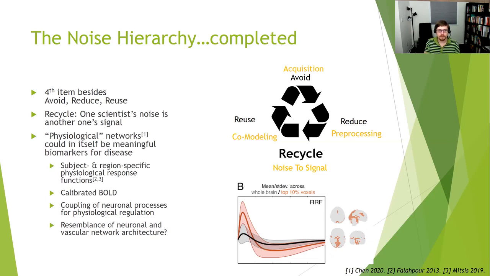One can move to calibrated BOLD to identify physiological effects. And one can also look at the coupling of neuronal processes for physiological regulation deliberately. You might ask yourself, is there even a resemblance of the neuronal networks or neuronal architecture and the vascular network architecture?